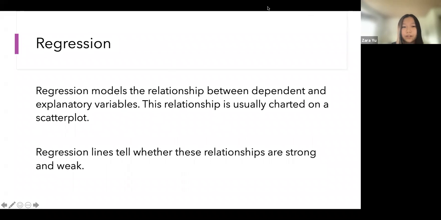The next thing is regression. So regression models the relationship between dependent and explanatory variables. And this relationship is usually shown on a scatter plot. So these lines tell whether the relationships between these variables are strong or weak. So if it looks more like a line when you graph it on a scatter plot, it means the relationship is strong. But if the data points are more spread out, it means that it's weak.